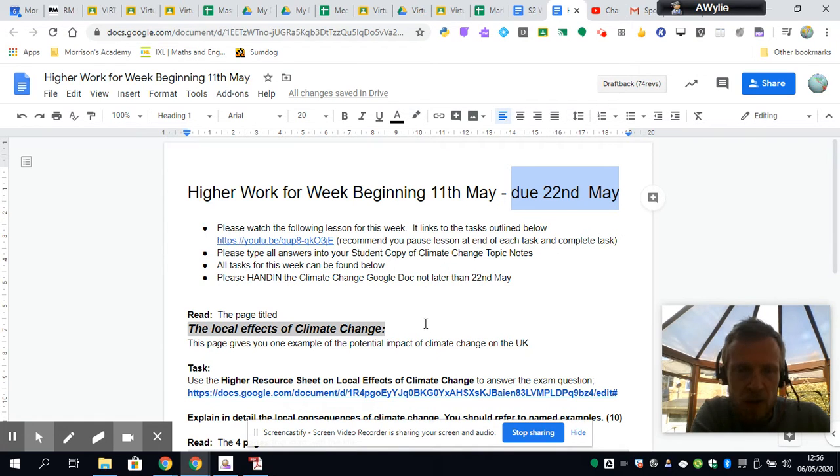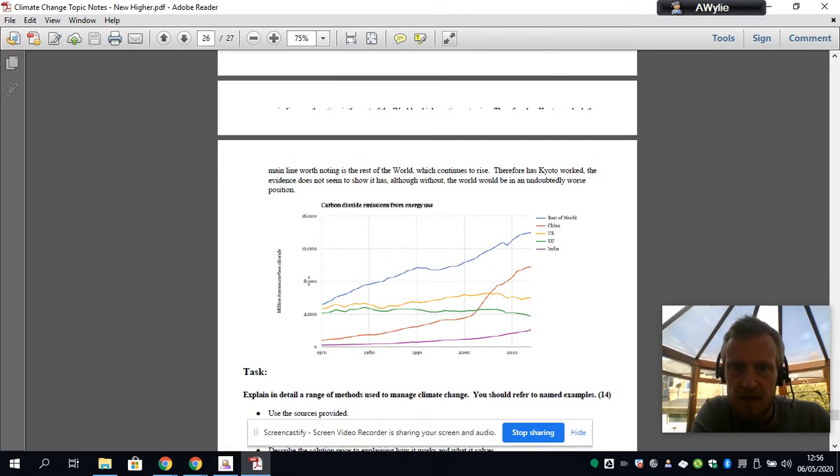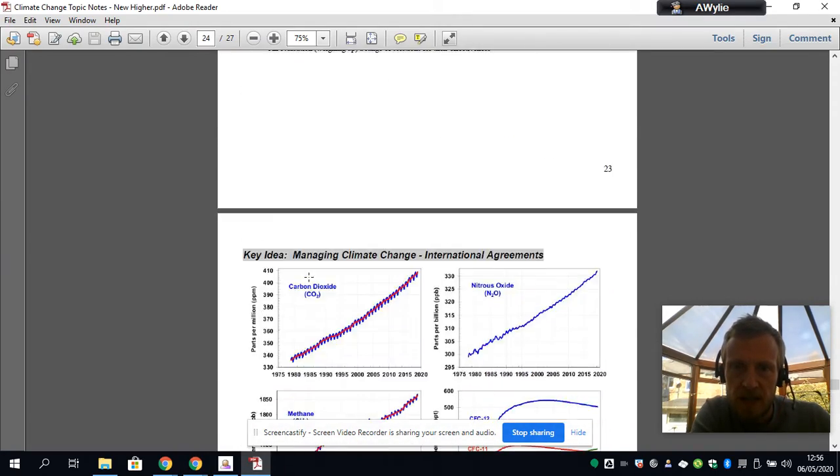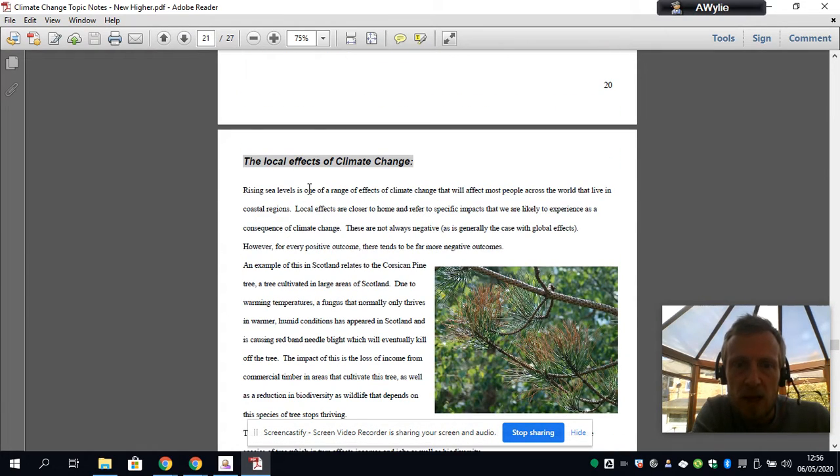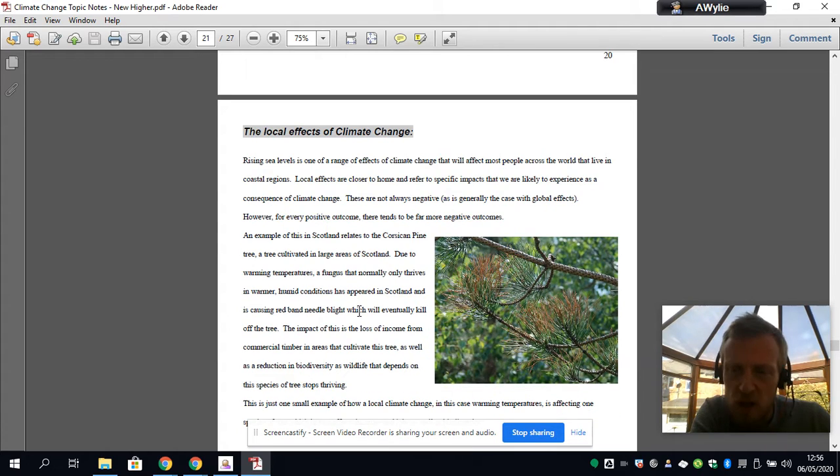Right, what you are going to be looking at this week, if I just show you your topic notes, are the sections of your topic notes that start, if I just scroll back, with the local solutions of climate change. First of all, what you need to do is read this page, which looks at one possible effect of climate change in the United Kingdom. And we're looking at a specific type of pine tree and how it would be affected.